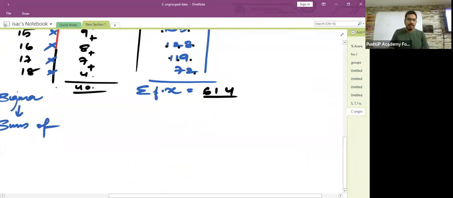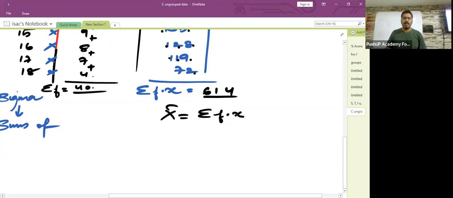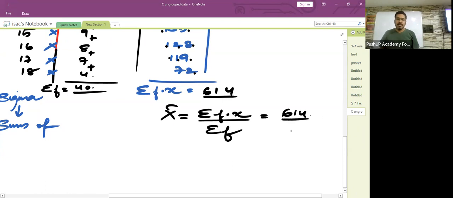I'll write here, sigma f is equal to 40. Now what was the question? To find the average. Average is equal to sigma f into x divided by sigma f. Sigma fx is 614. Sigma f is 40. So children, 614 divided by 40.